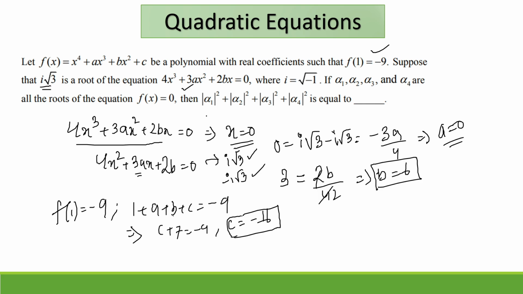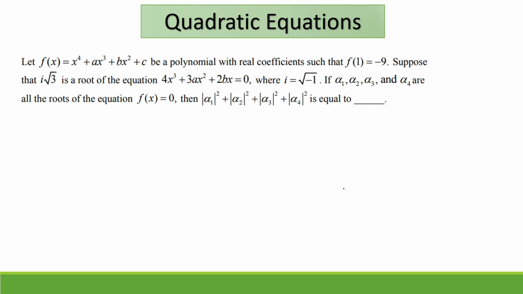Correct? Now, the roots of the equation are also like alpha 1 squared plus alpha 2 squared plus alpha 3 squared plus alpha 4 squared. This is what they are asking. But we are going to do it in a better way. So first, find out what f(x) is. f(x) is simply x to the power 4. a is 0, so there is no cubic term. b is 6, right? So it's basically plus 6x squared minus 16.